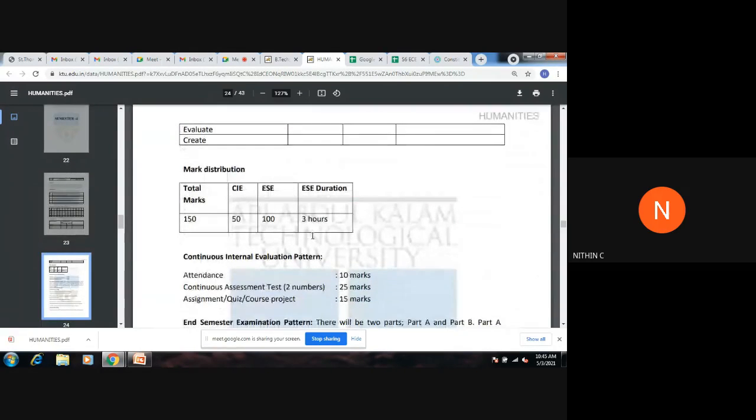And this is your mark distribution. Total marks will be out of 150, 50 for your continuous internal evaluation, and external examination 100 marks. So in total 150 marks.